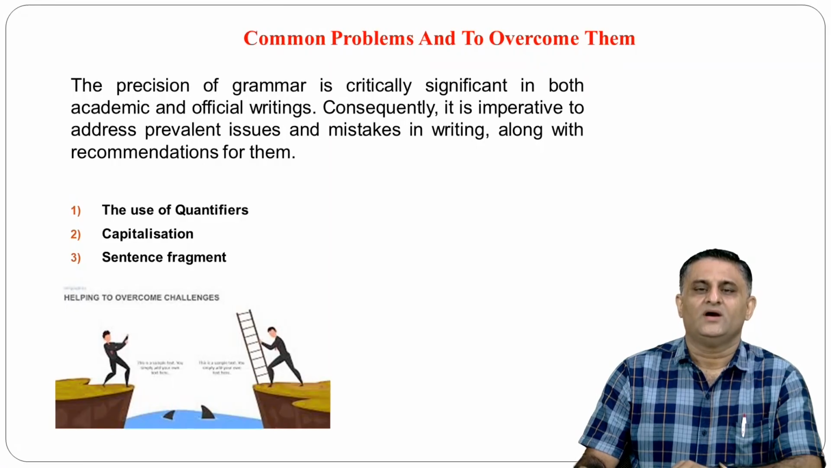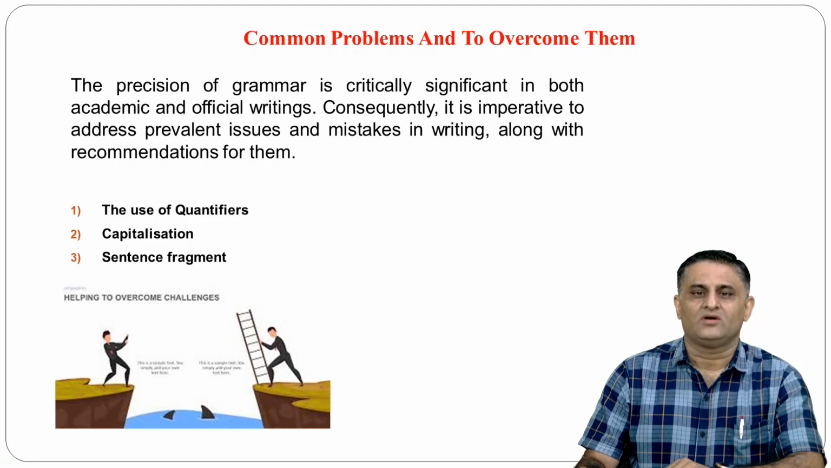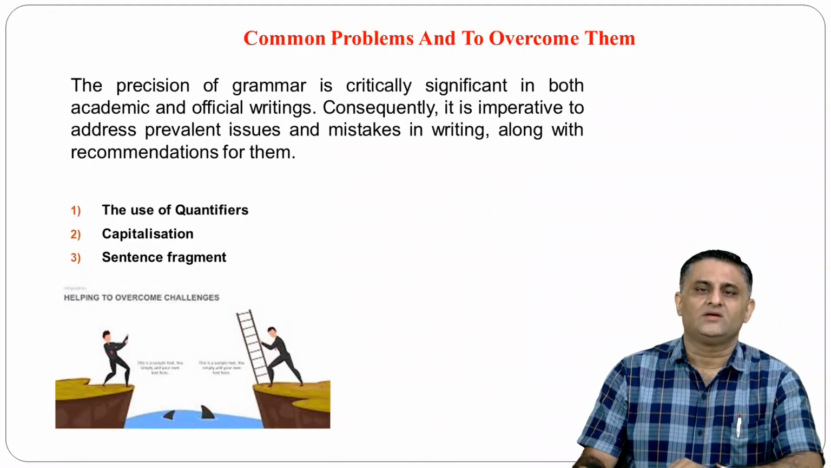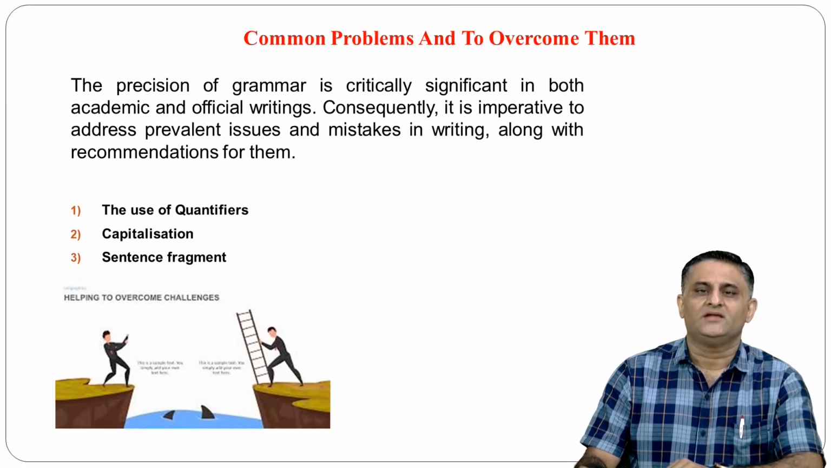Ambiguous pronoun references should be avoided by ensuring each pronoun clearly refers to a specific noun. And lastly, sentence structure mistakes such as run-on sentences or fragments should be addressed by simplifying complex sentences. And by correcting these mistakes and errors, and by focusing on precision, writers can significantly improve the clarity and the effectiveness of their work.